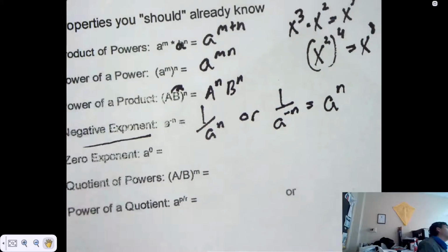You have. Algebra 1. Everything in Algebra 2 comes from Algebra 1.